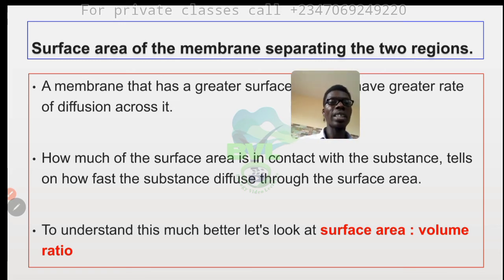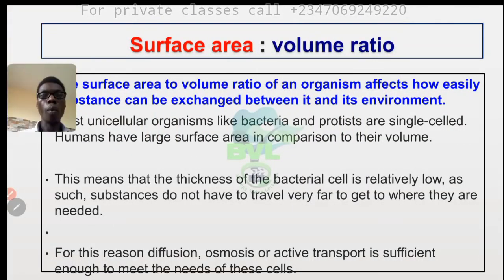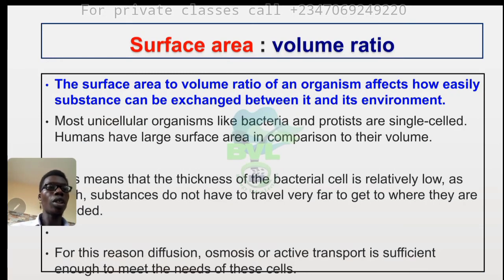Now to understand this much better, let's look at surface area to volume ratio. So let's look at this. It says here, the surface area to volume ratio of an organism affects how easily substances can be exchanged between it and its environment.